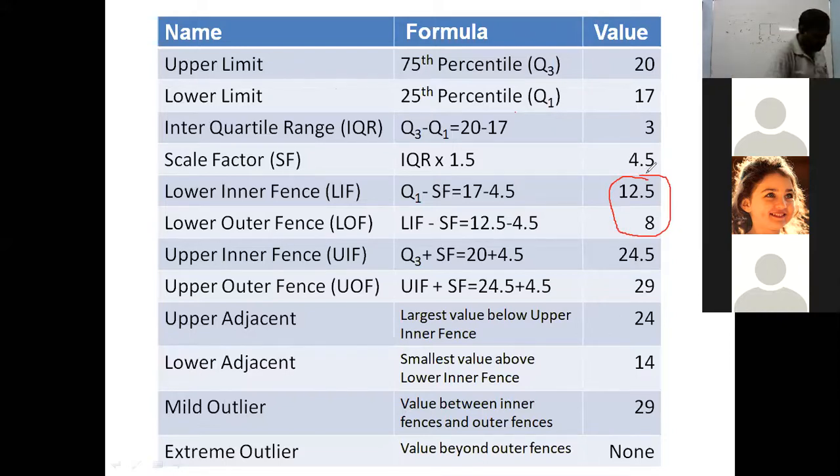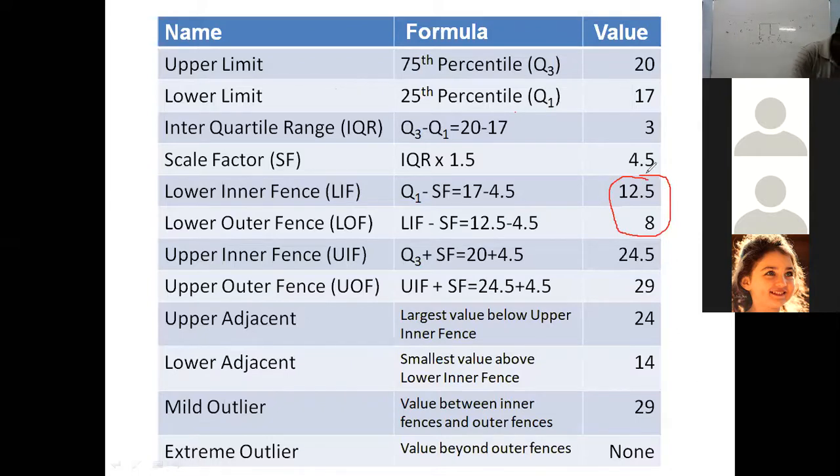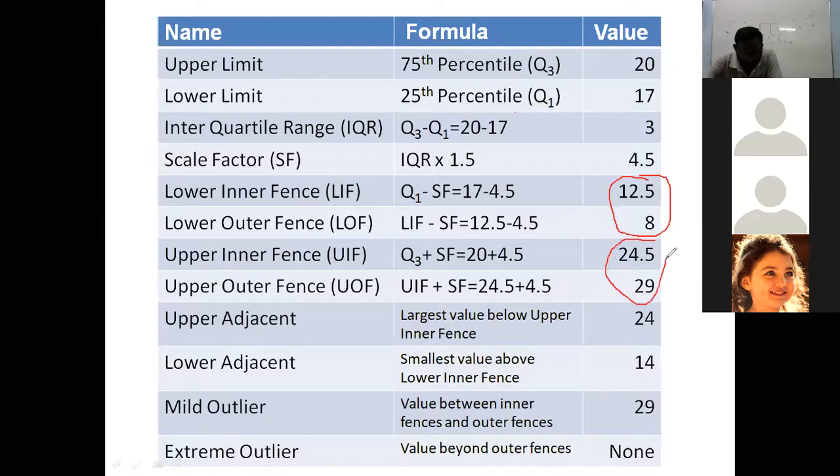Yes or no? No, sir. No, right, fine. What about the right side or the upper value? Is there any mild outlier in between these two? Because the outer fence is 29, yes, and the inner fence is 24.5. So what is the value we have as a mild outlier? 29. Right? We have 29 as a mild outlier.